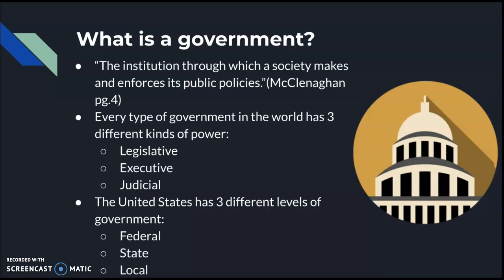Every type of government in the world has three different types of power. That would be the legislative, the executive, and the judicial. As we look at our own government, we will see in the coming weeks how each one of these branches operates and runs at the local, state, and federal levels. And going into the next point here, the United States has three different levels of government, like I said, the federal, state, and local.